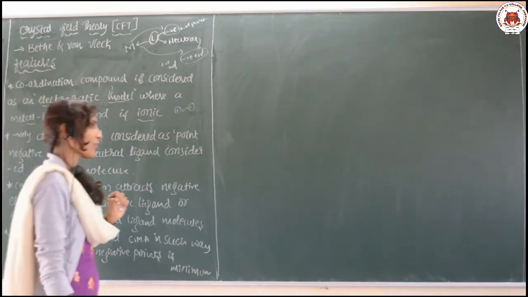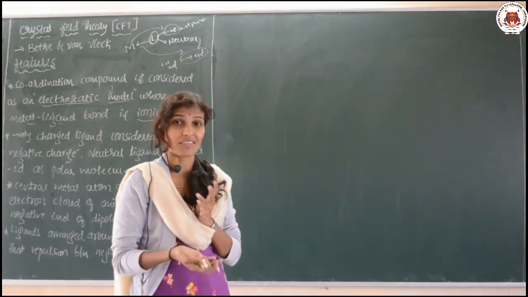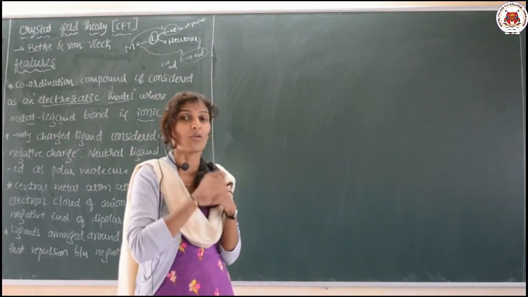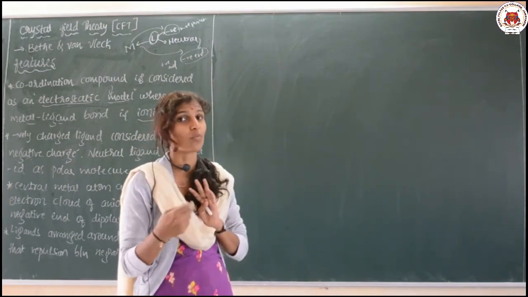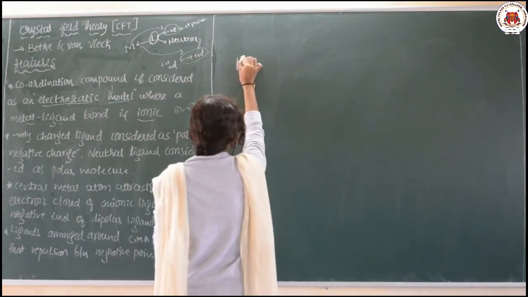Now let us go to exactly what crystal field theory is, what it says, how the ligand approaches the metal atom, and what happens inside the orbitals of the metal. Clear? So see here, the d orbitals.